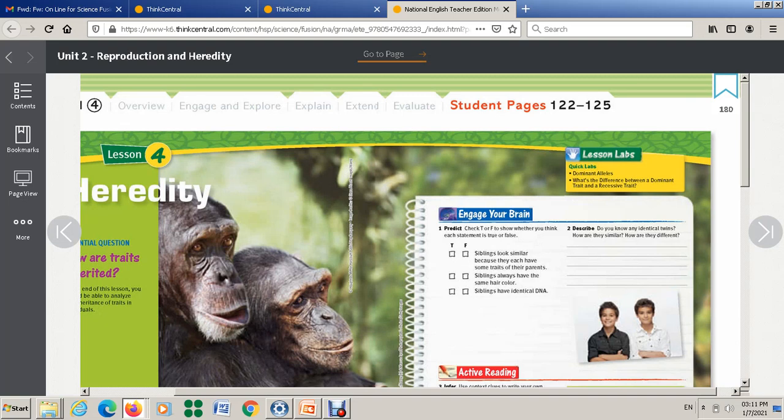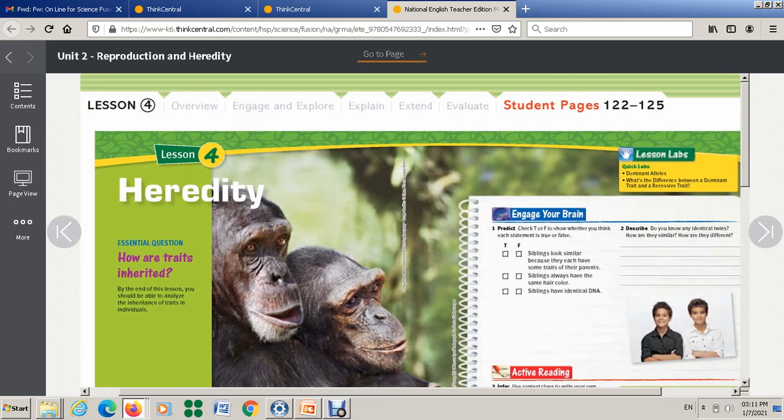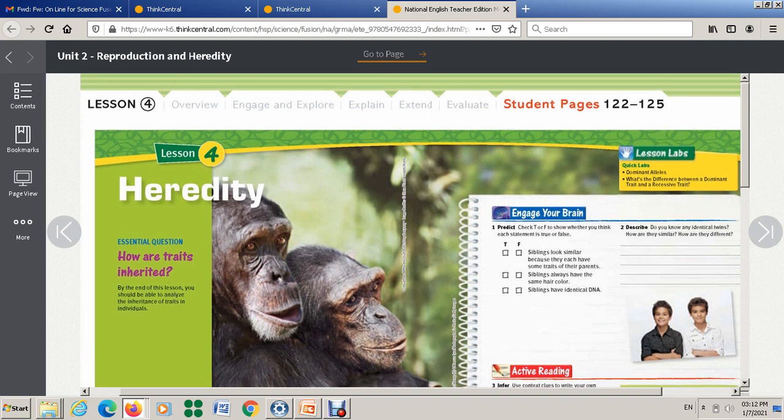Hello everyone. In this video we're going to start with lesson 4, which is about heredity. In this lesson we're going to study Mendel's work. Then we want to talk about DNA, genes and traits, and study the meaning of heredity and how we got our traits from our parents. Why do we have this hair color, this eye color, this nose shape, this ear shape? Why do some people have dimples and some people don't?